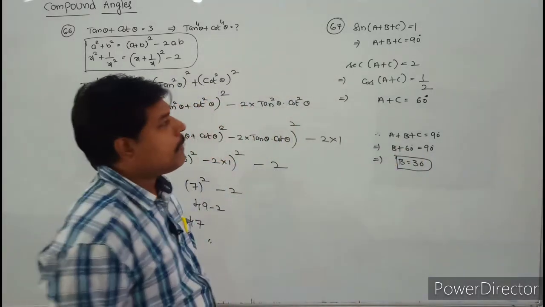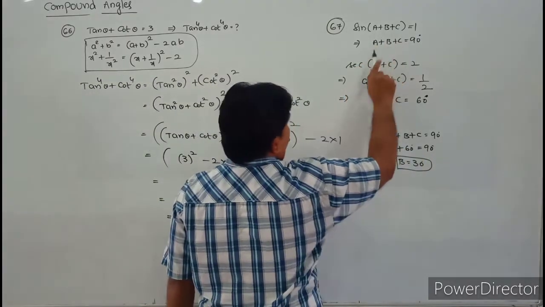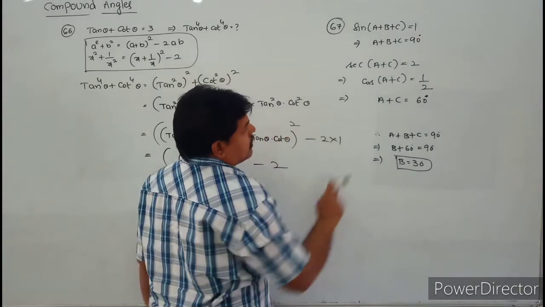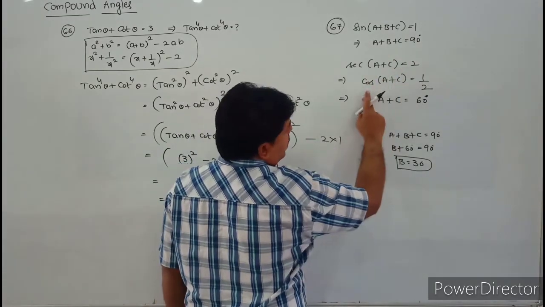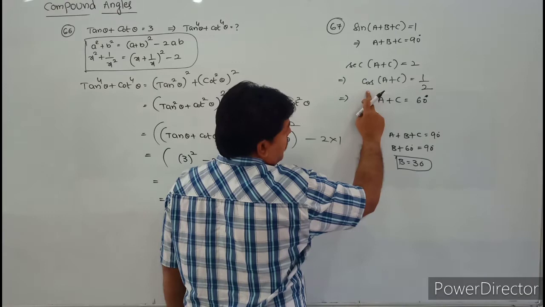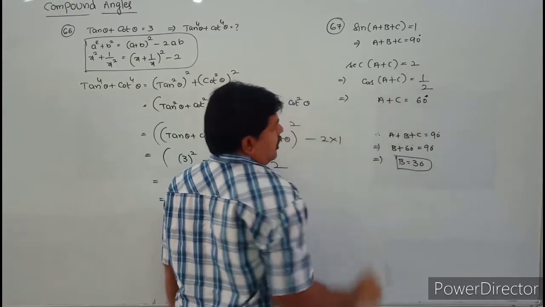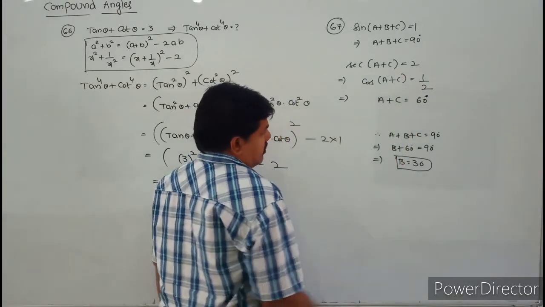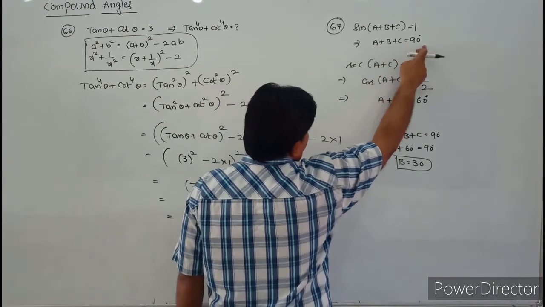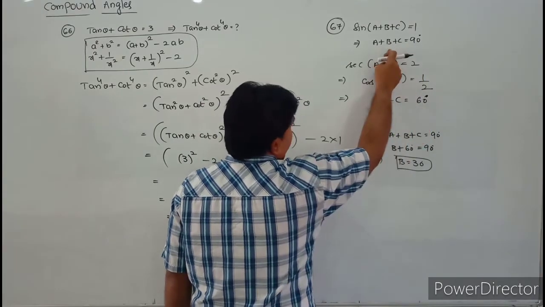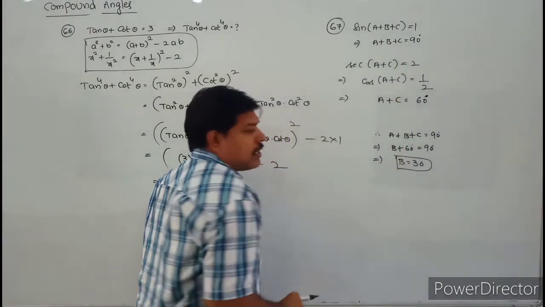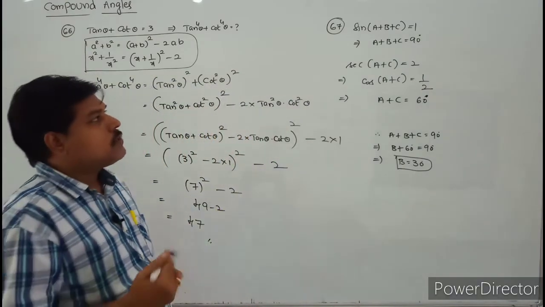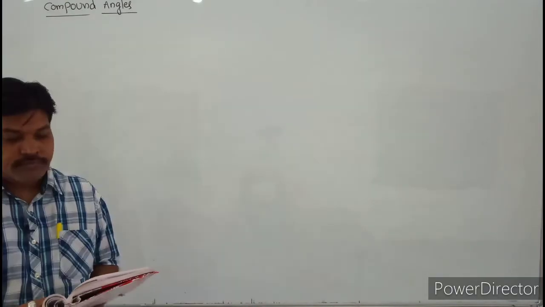So see that one, students. Sine of a plus b plus c is 1, so a plus b plus c is 90. Secant of a plus c is 2. That implies, taking the reciprocal, cos of a plus c is equal to 1 by 2. Then automatically a plus c value becomes 60 degrees. So a plus b plus c is 90 and a plus c is 60. Automatically the remaining angle, that is b, will become 30 degrees. Okay. So see that question, students.